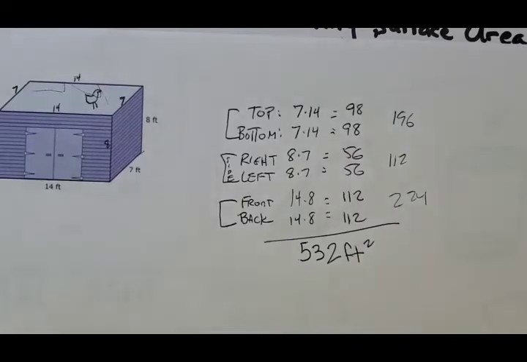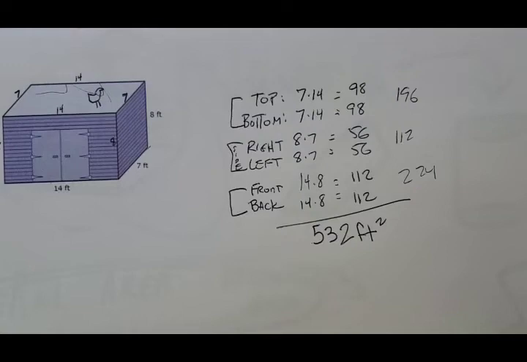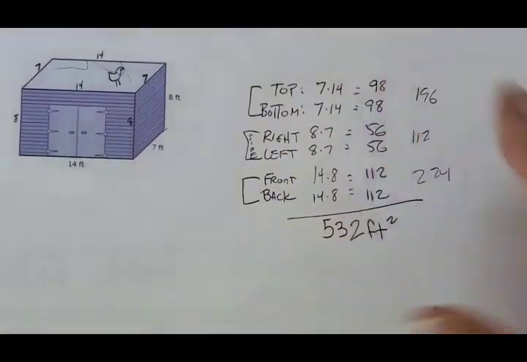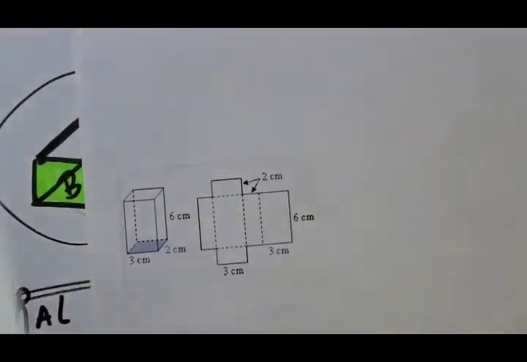There is no quicker way to do this. There are formulas. You're welcome to use those. But at this point in time in your math career, online education and all that good stuff, I would just break it into these parts: top, bottom, left, right, front, and back. Okay? It accounts for all the sides. It helps you visualize it, and I think it's just the way to go.